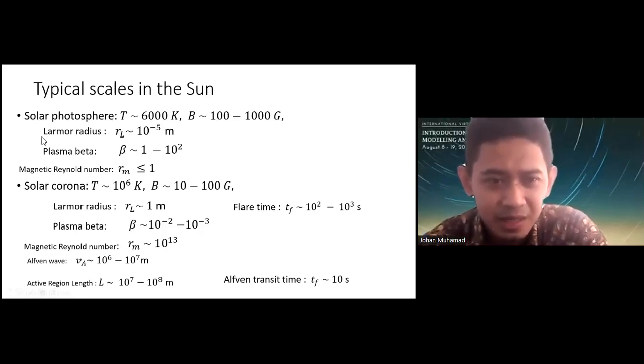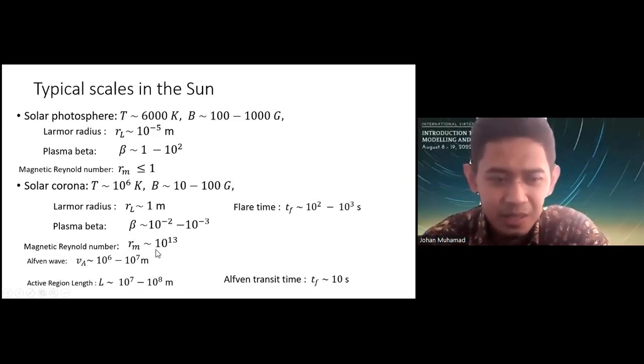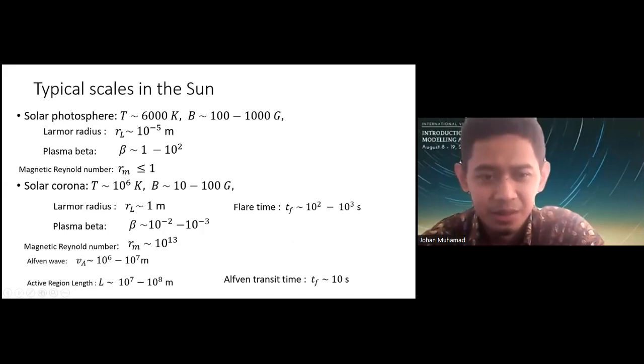So by knowing these typical scales in the sun, the radius and the Larmor radius, plasma beta, magnetic Reynolds number, Alfvén wave speed, the active region length and the transit time, we have some kind of picture of what kind of MHD we should use to simulate some activities in the sun.